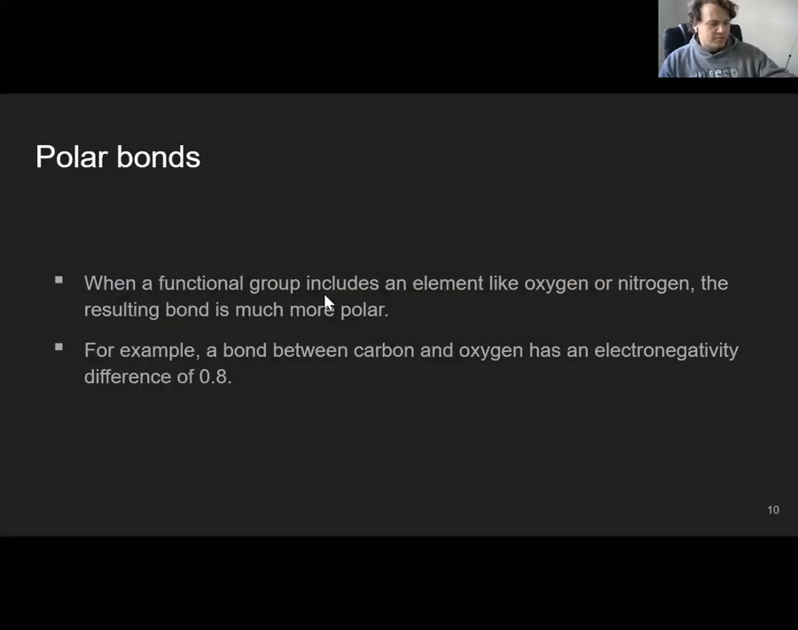So if we have a functional group where carbon is bound to oxygen, the electronegativity difference is 0.8. What does that mean? It means that oxygen is going to hog the electrons that are being shared. So the oxygen is negatively charged, the carbon is positively charged. That's why it's called polar, because you have a negatively charged pole and a positively charged pole.